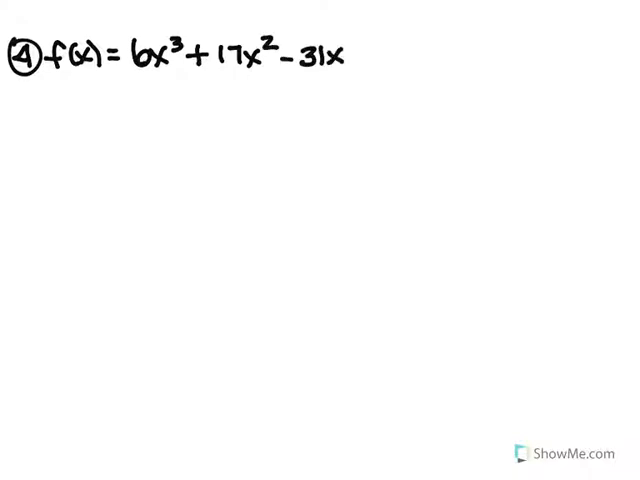Okay, let's look at the next one. Example 4. F of x equals 6x to the third plus 17x squared minus 31x minus 12.